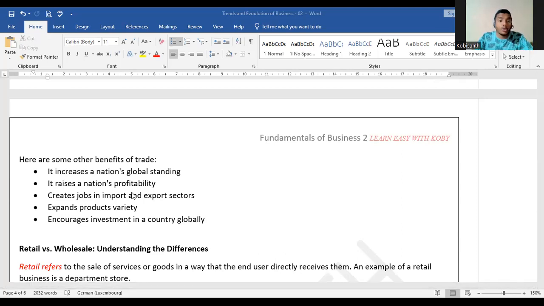Let's talk about some of the advantages or benefits of trade. It increases nations' global standing. Yes. So Sri Lanka is one of the best tea producers in the world. We stand in the fourth position in terms of exporting tea. Last year, we exported more than 300 metric tons of tea. So see, we have a global standing in terms of tea producing. So that's one advantage. It raises the nation's profitability, undoubtedly creates more job opportunities, expands product varieties, and encourages investments in a country globally. So these are some of the advantages, right?